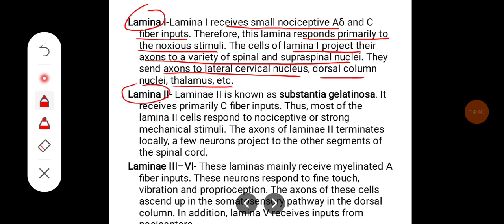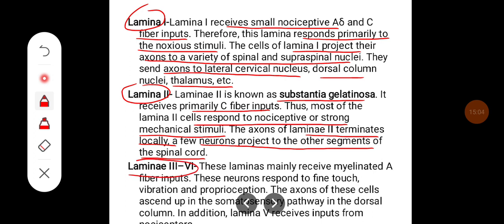Lamina 2 is known as substantia gelatinosa. It receives primarily the C fiber inputs. Thus, most of the lamina 2 cells respond to nociceptive or strong mechanical stimuli. The axons of lamina 2 terminate locally. A few neurons project into other segments of the spinal cord.